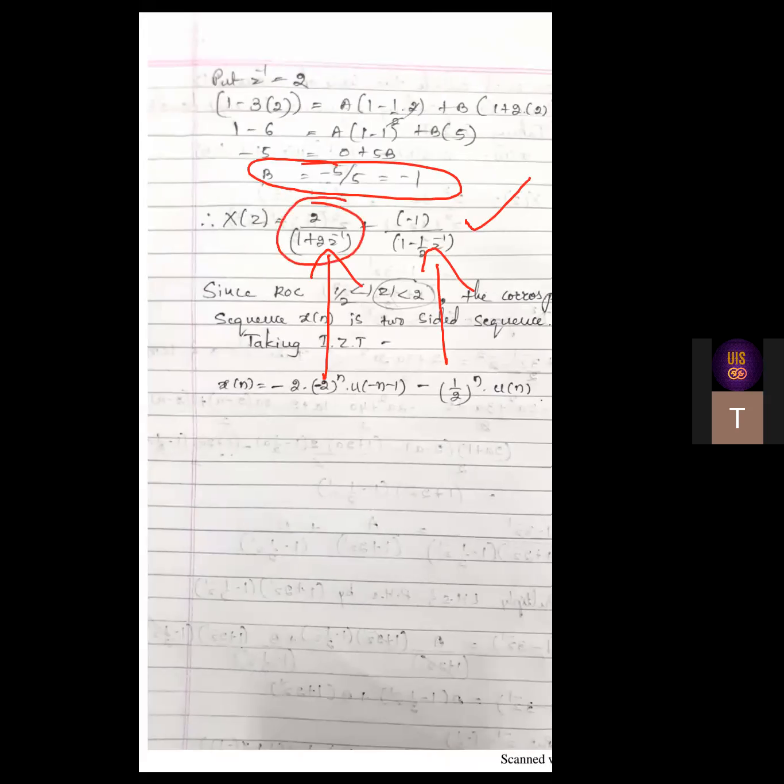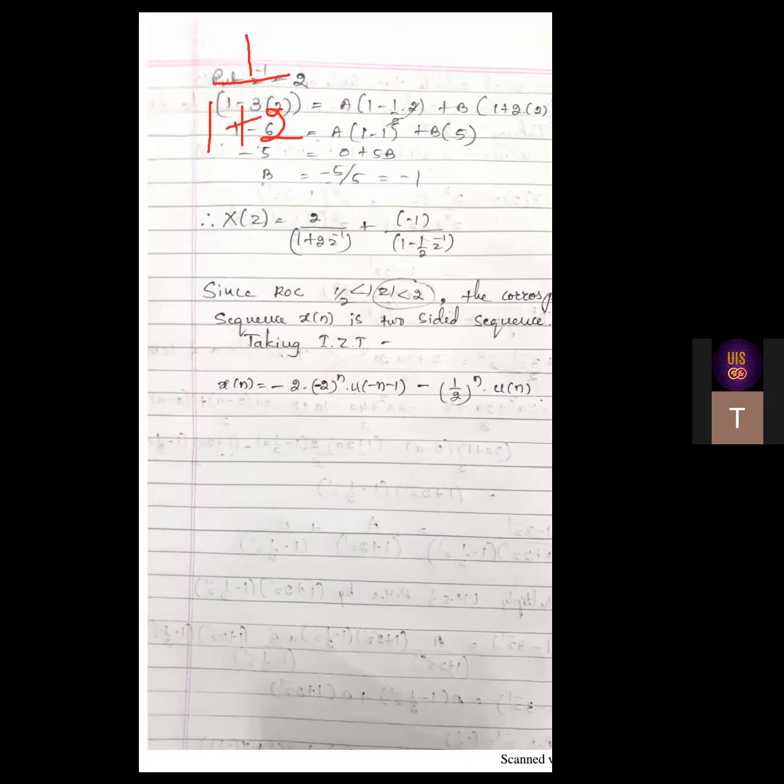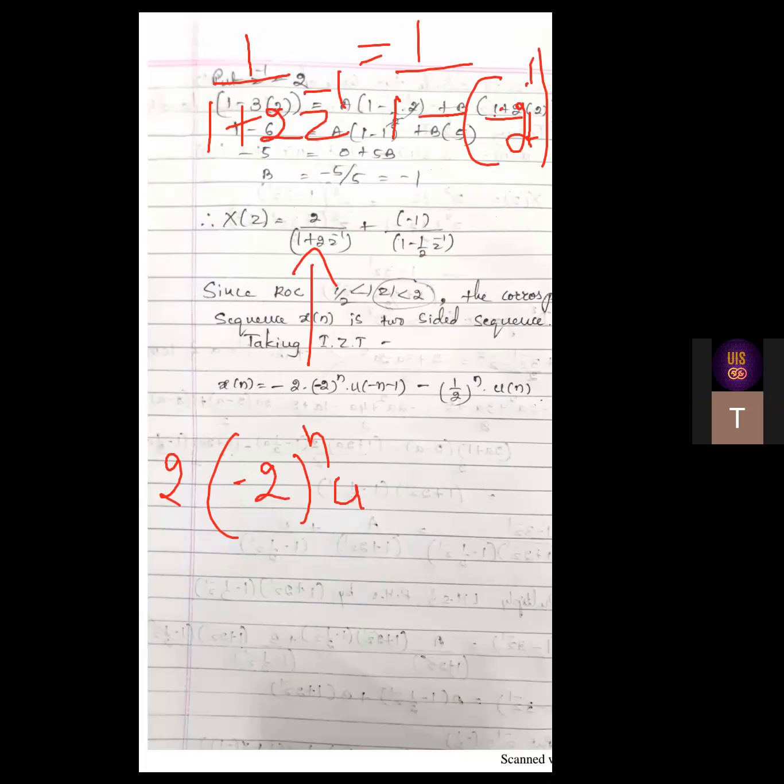One is this, you keep this 2 as it is. The other one will be 1 by 1 minus alpha z inverse. How will you write 1 plus 2z inverse? You can write it like this: 1 by 1 plus 2z inverse, you can write as 1 by 1 minus minus 2z inverse, this minus into minus will become plus. So for this bracket, it is 2 into minus 2 raised to n into, let's see, u of n or u of minus n minus 1, we will decide. This is one term.